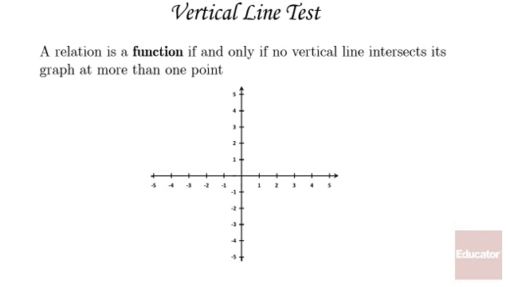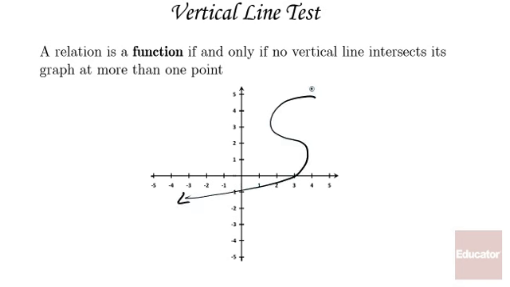Okay, one visual way to tell if a relation is a function is using the vertical line test. A relation is a function if and only if no vertical line intersects its graph at more than one point. This is most easily understood through working through an example. Consider if you were given the following graph.